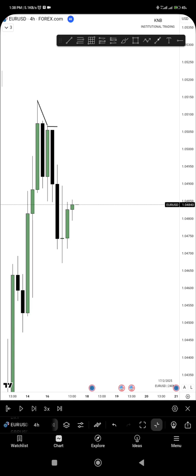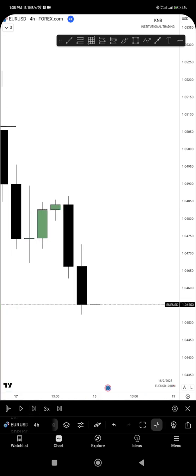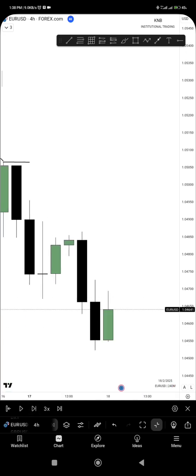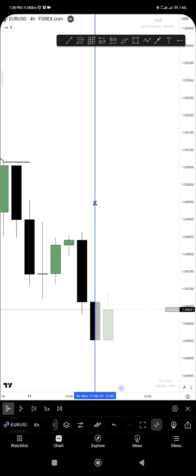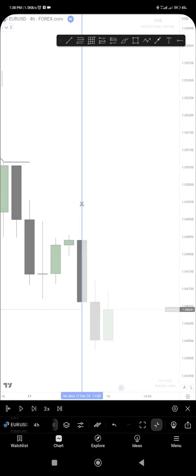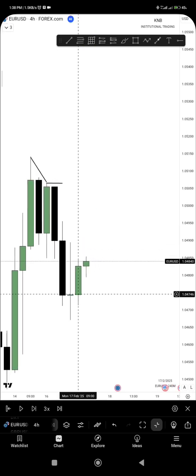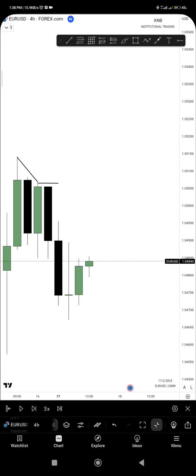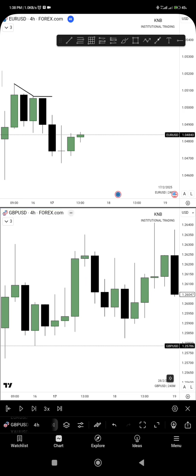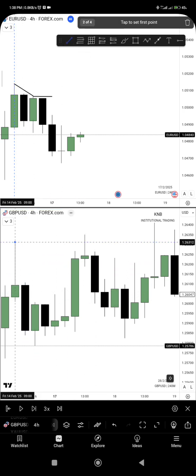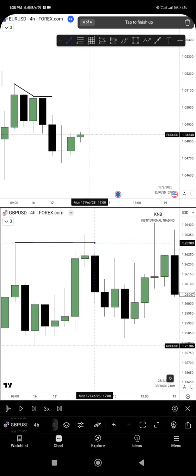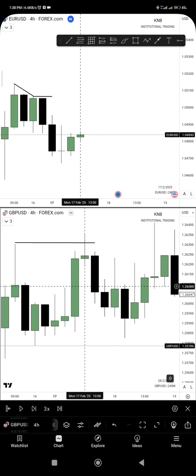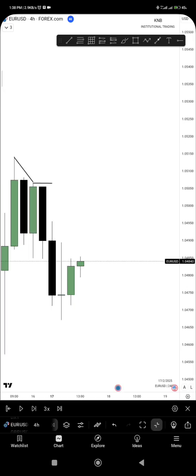So let's move. Next day. I think there's something that happened here. So this is Monday. Okay, this is Monday, yeah? And on GU, you can see this candle high was swept. So on GU, follow me please guys. This high right here was swept on Monday. So let's get back to EU.